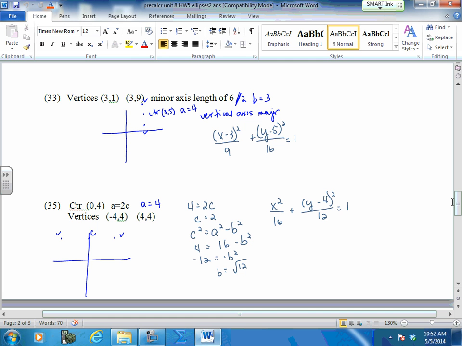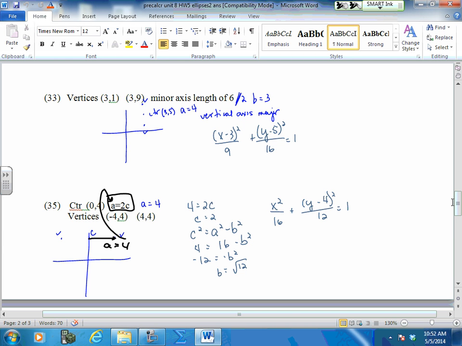Now this one was a little bit different. We gave you this formula. A is equal to 2C. So if you found out A, because you can find out what your major length is, and your major length goes from the center to the vertex, you found out A was 4. Just plug a 4 right in here.